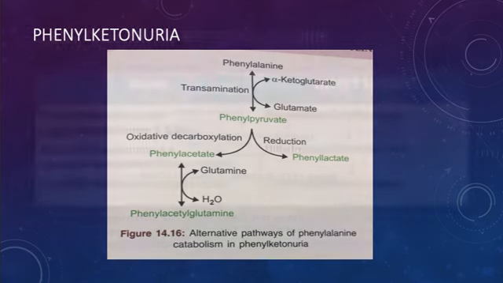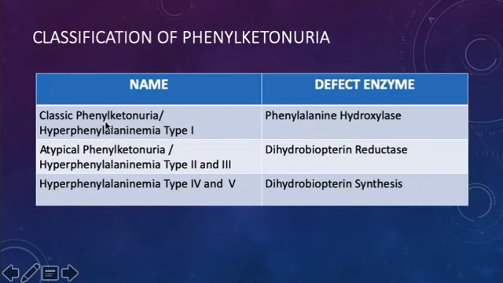So we can classify PKU into the classical phenylketonuria or type 1 hyperphenylalaninemia, where the defect in the enzyme is phenylalanine hydroxylase. And then you have atypical phenylketonuria, which we call hyperphenylalaninemia type 2 and type 3, where there is defect in dihydrobiopterin reductase enzyme. And then you have hyperphenylalaninemia type 4 and 5, where there is defect in tetrahydrobiopterin synthesis. Okay, so this is the classification of PKU.